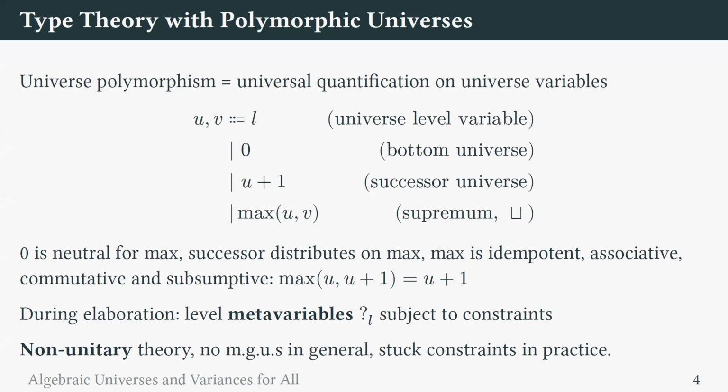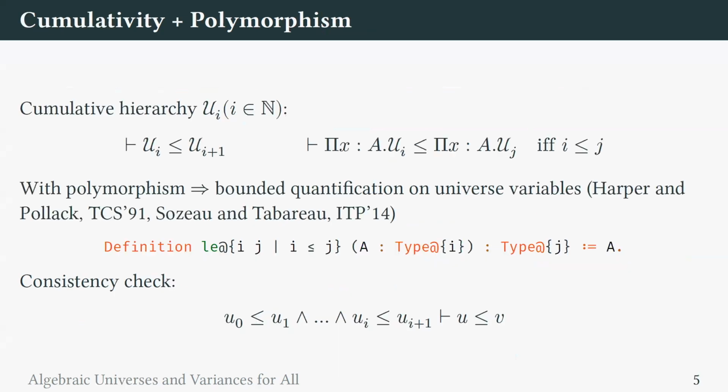And when you're doing elaboration, you have another kind of variables that appear, which are meta variables that you want to solve for, that are not part of the term written by the user, that you would like to infer. But you have to be careful that this theory is non-unitary in the sense that it has no most general unifiers in general, so you could get into stuck constraints in practice. And this happens in Agda, for example.